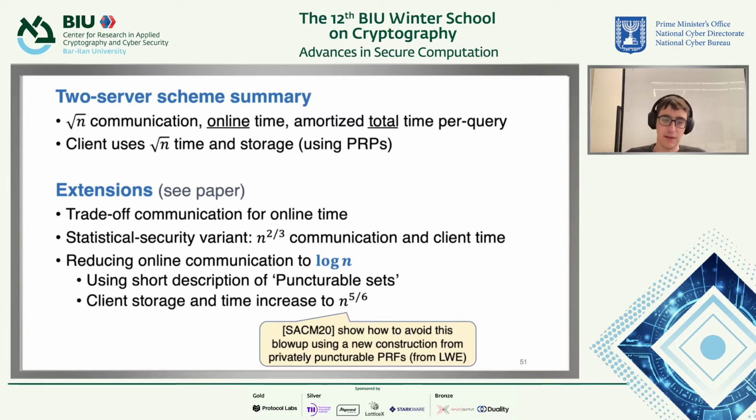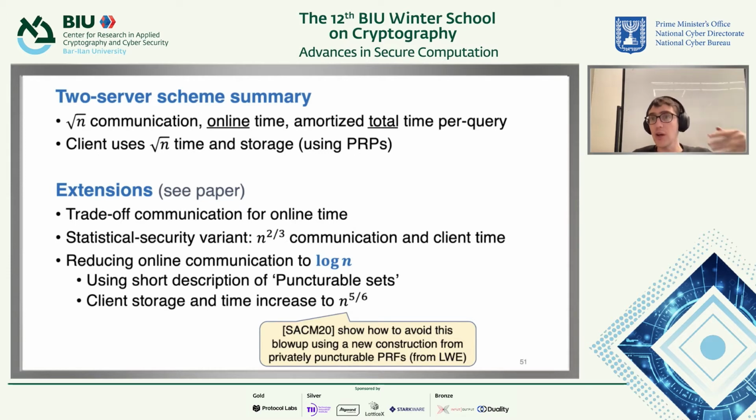And then finally, as described, the scheme has square root n communication in both the offline and the online phase. And we can actually decrease the amount of communication in the online phase by compressing the description of the single set that the client needs to send in the online phase. And we do this using a new primitive called puncturable sets that allow us to, on the one hand, have those pseudo-random sets, but on the other hand, be able to puncture them, remove elements, while still keeping the description succinct. And with this tool, we can get logarithmic communication in the online phase.